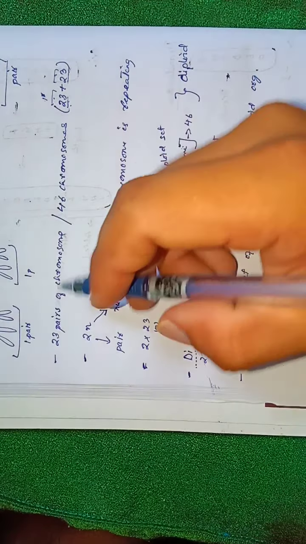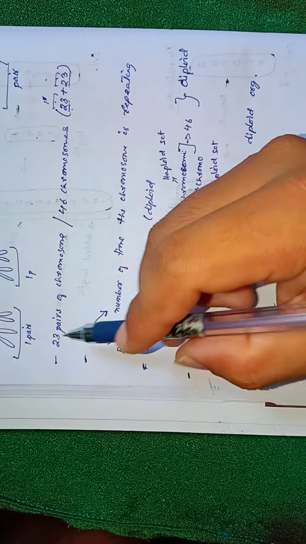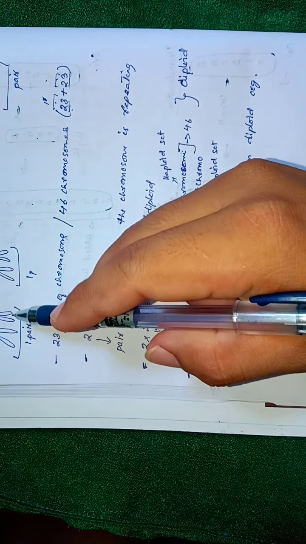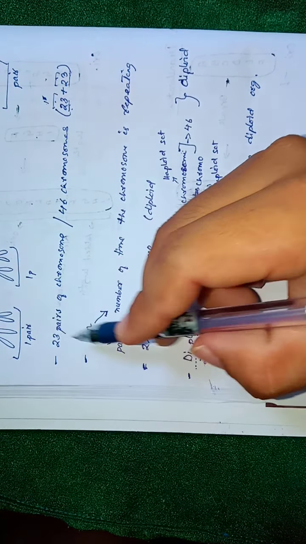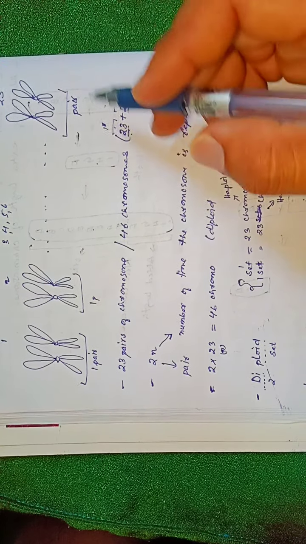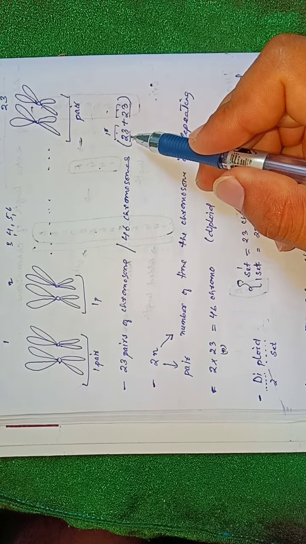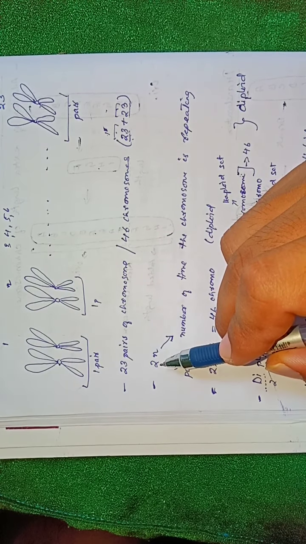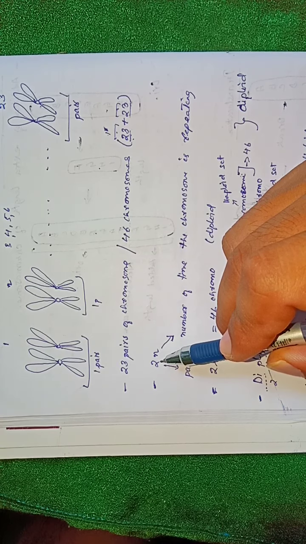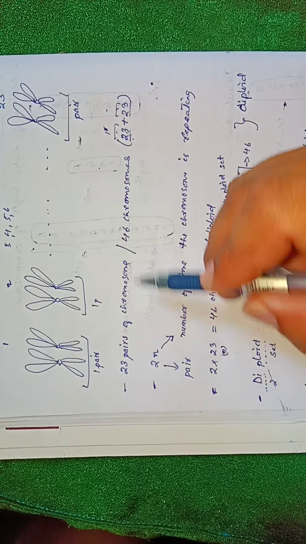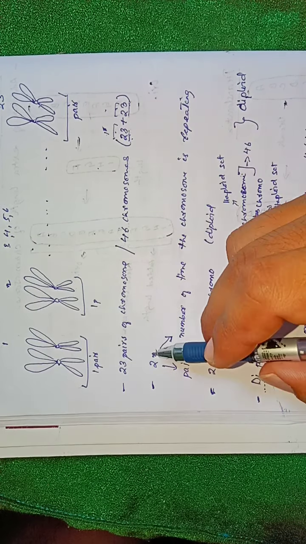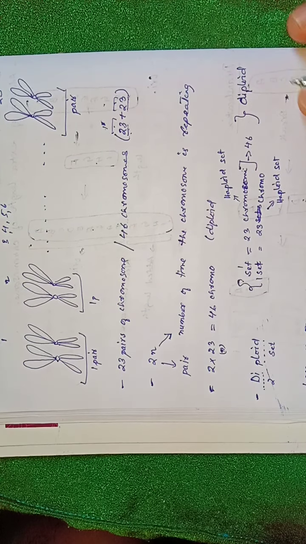This diploid can be written as 2n. 2 refers to the pair, as the chromosomes occur in pairs, and n refers to the number of times the chromosome is repeating. The number of times the chromosome is repeating is 23. When we multiply the 23 repeats by the pair, that is 2, it gives rise to 46 chromosomes. So this indicates a diploid genome.